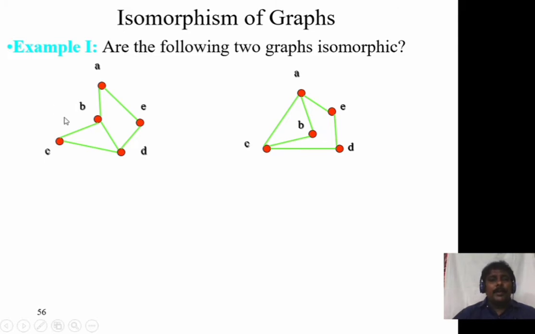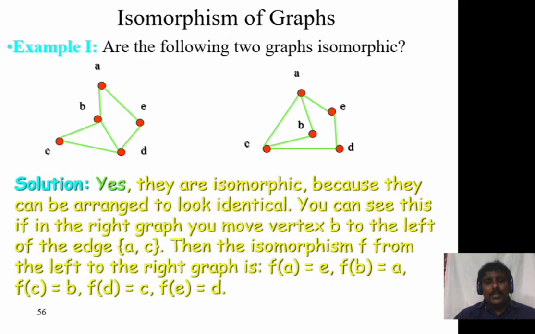Now I will check the number of edges. Here 1, 2, 3, 4, 5, 6: this graph has 6 edges. If the other graph also has 6 edges, then they may be isomorphic. 1, 2, 3, 4, 5, 6. Yes, they have the same number of edges. So they have the same number of vertices as well as the same number of edges. But simply we cannot say that it is isomorphic; we have to see the other conditions also.